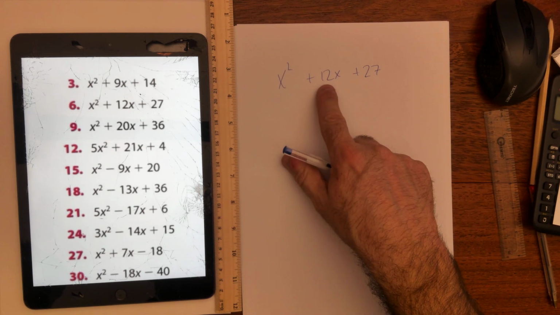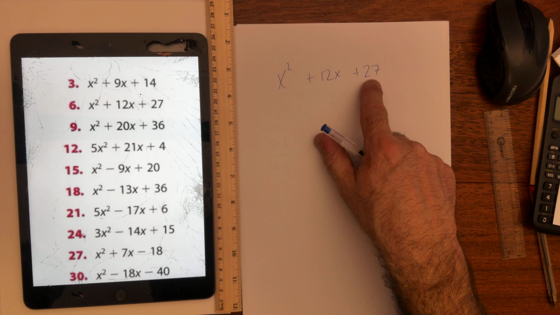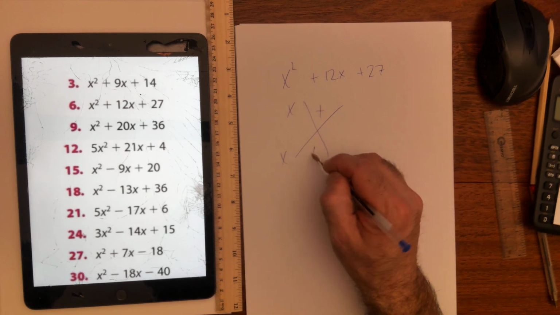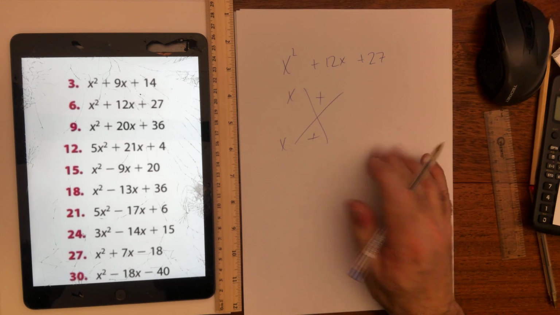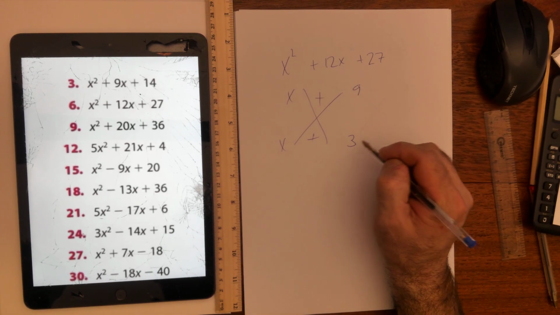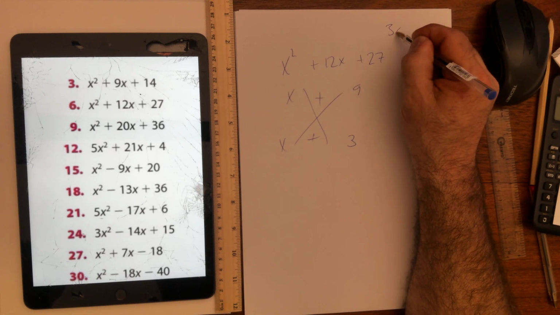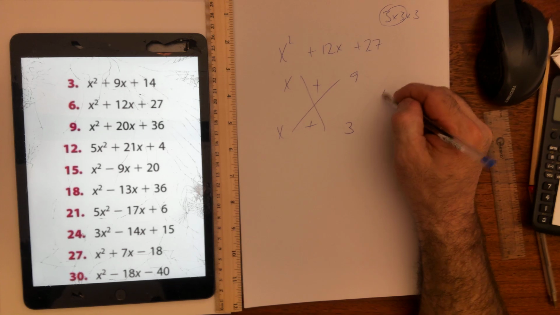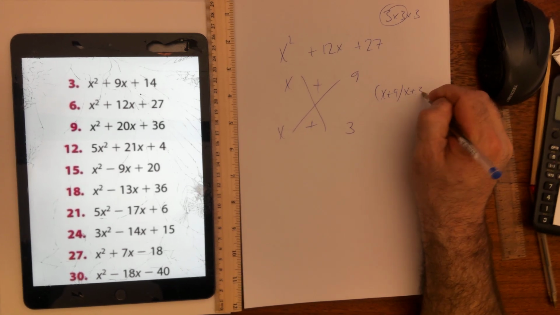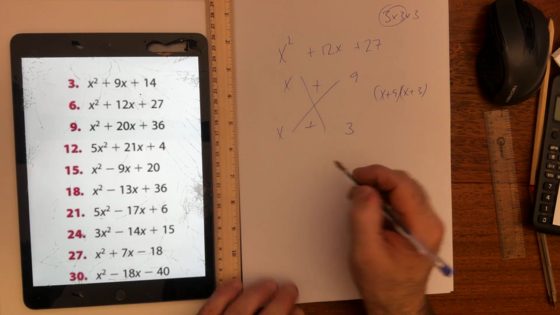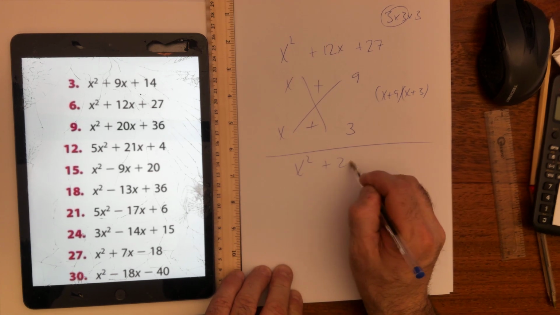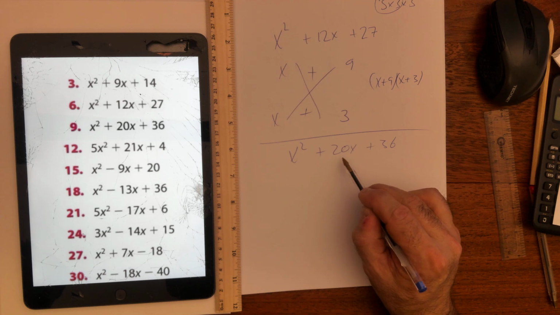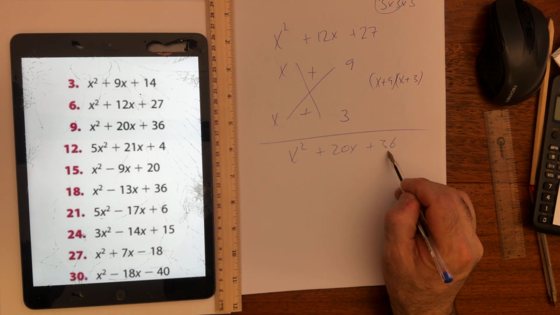Now I can say the two numbers add to 12, or I can say the two numbers multiply to 27. Either way, in this case, here is where my two numbers go, and it's 9 and 3. 27 equals 3 by 3 by 3, which is 9 by 3. So x plus 9 by x plus 3. Next one, x squared plus 20x plus 36. The two numbers have to add to 20, and they have to multiply to 36.